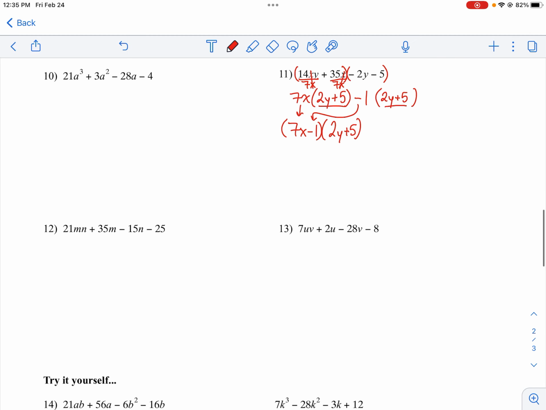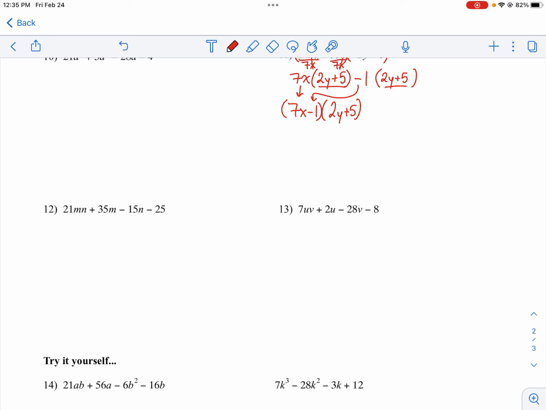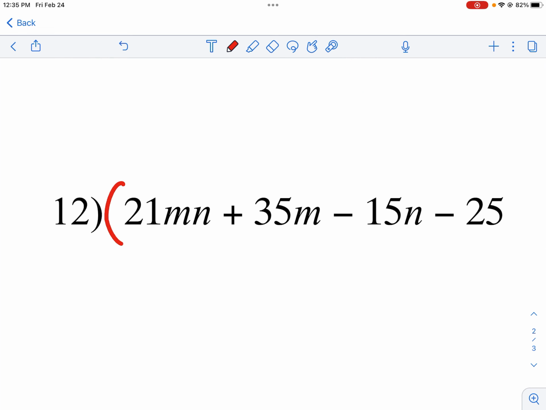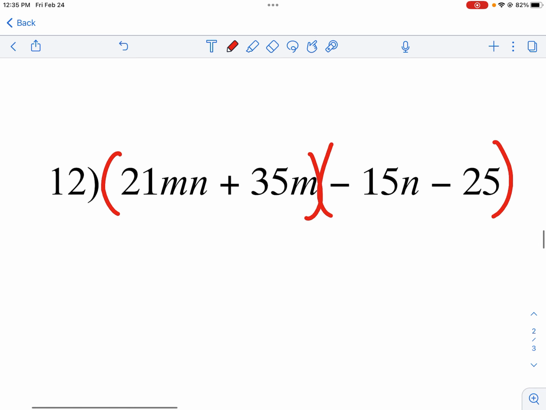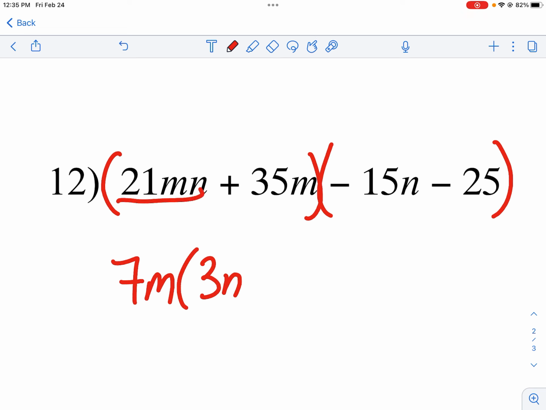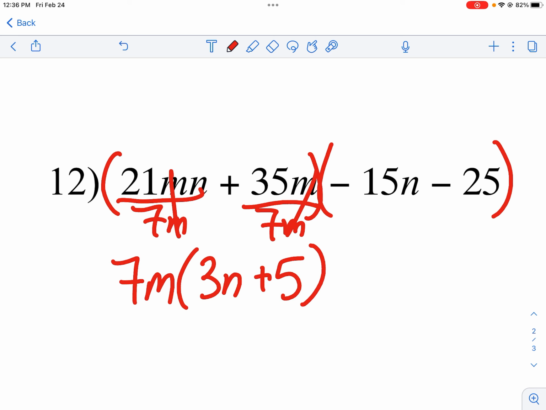Let's maybe do one more. Let's do 12. We have our setup here with our dual parentheses. 21 and 35 again have a common factor of 7m. We're left with 3n when we divide by 7m on both spots. And then we divide by 7m here. Those m's cancel. And we're left with 5, 3n plus 5.